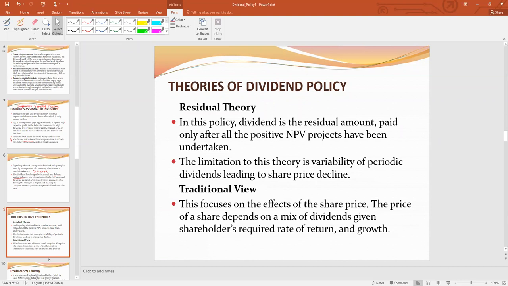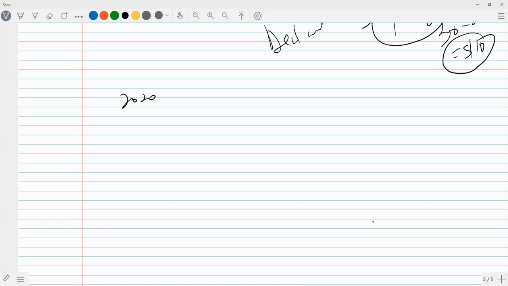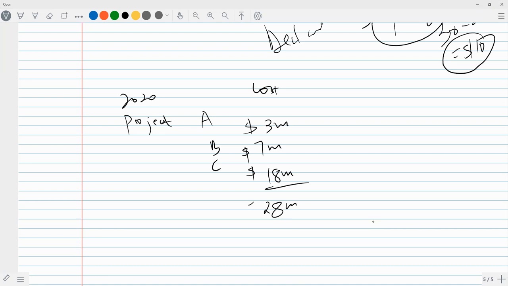Let me just give an example. Assume that the company, in 2020, has these potential projects, A, B, and C. The cost of each of the projects: for A, let's say 3 million, for B, 7 million, and for C, let's say 18 million. Therefore, the total amount of capital required is 28 million. Assume that they're all investable, that is, positive NPV. That means if the company will take all of them, they need to have a capital of 28 million.